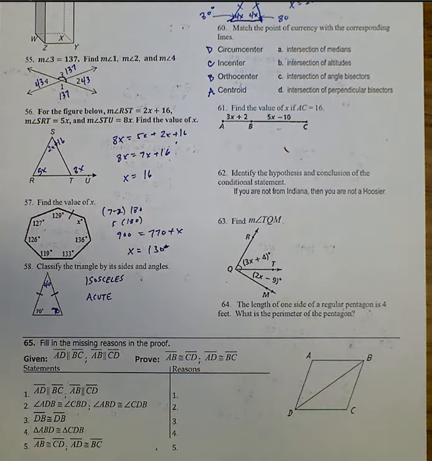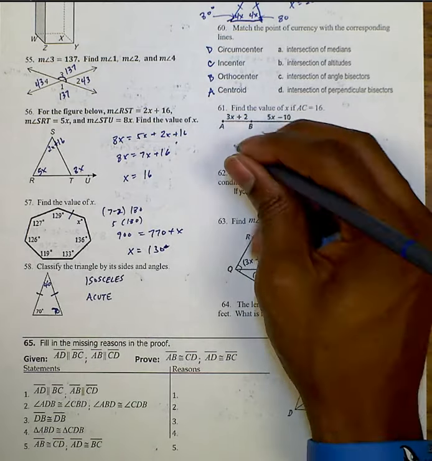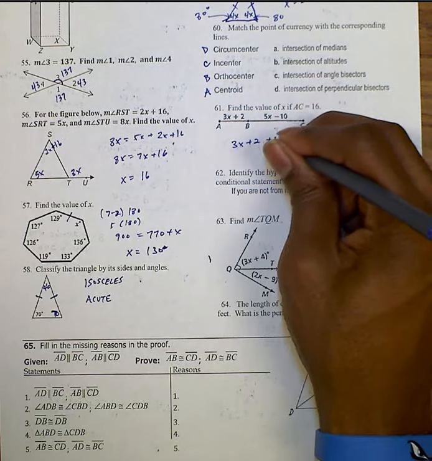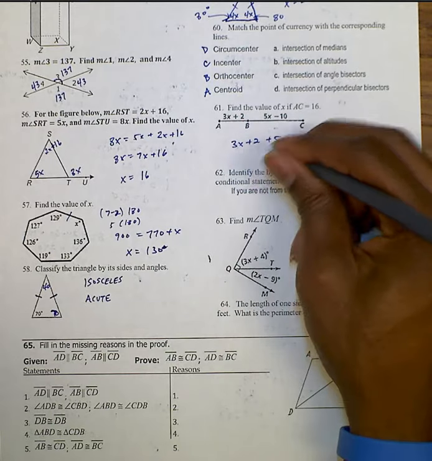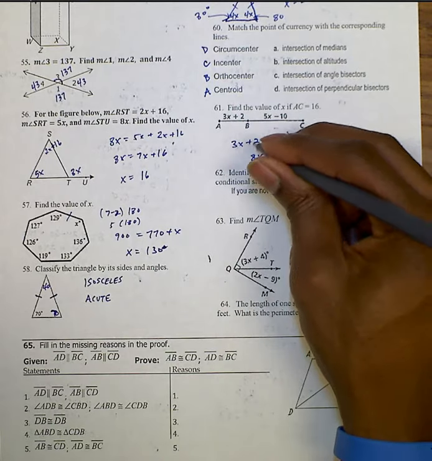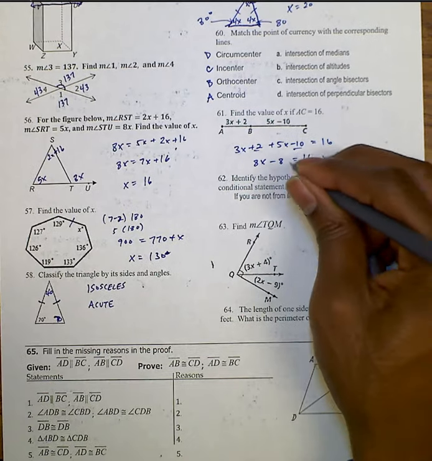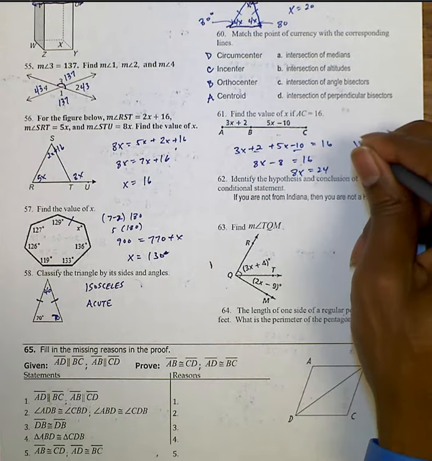Number 61 says find the value of x if AC equals 16. This is our segment addition postulate. We know that AB plus BC equals AC. So 3x plus 2 plus 5x minus 10 equals 16. Combine our like terms, 8x minus 8 equals 16, or 8x equals 24, which means that x is 3.